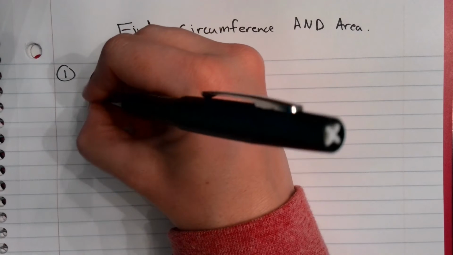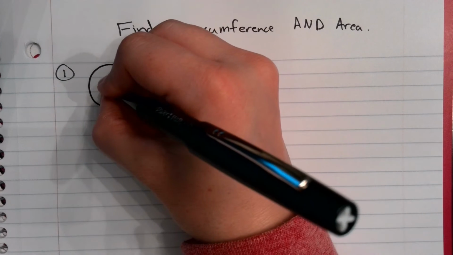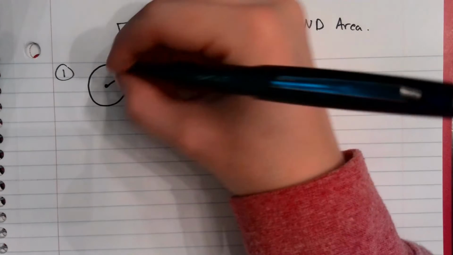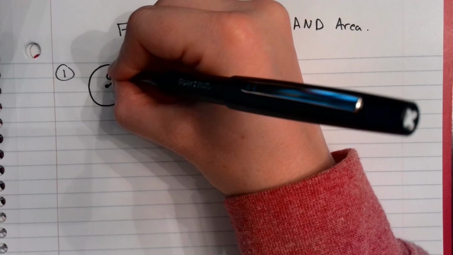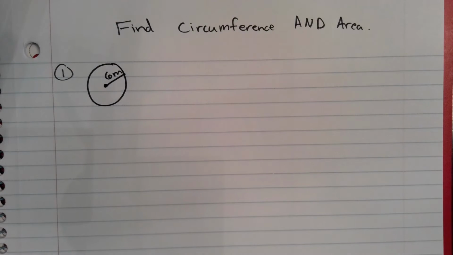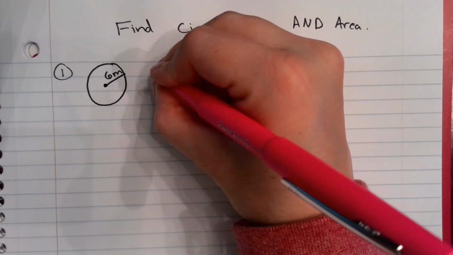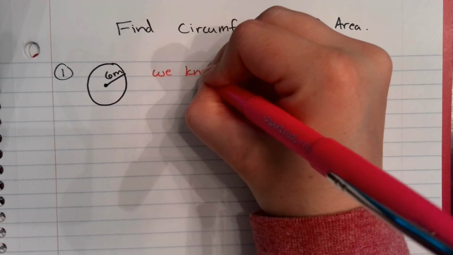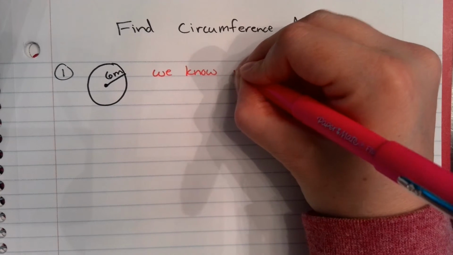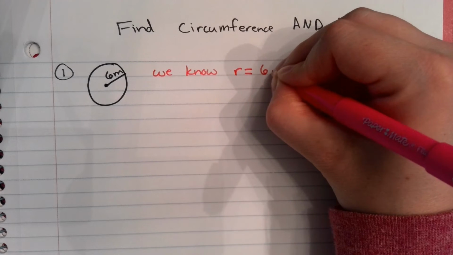All right, so let's start with the very first problem. Let's say that this is 6 meters. Okay, so let's start with our circumference. Actually, let's start first with what information we know. What information has been given to us? The radius. So we know that radius is equal to 6 meters.